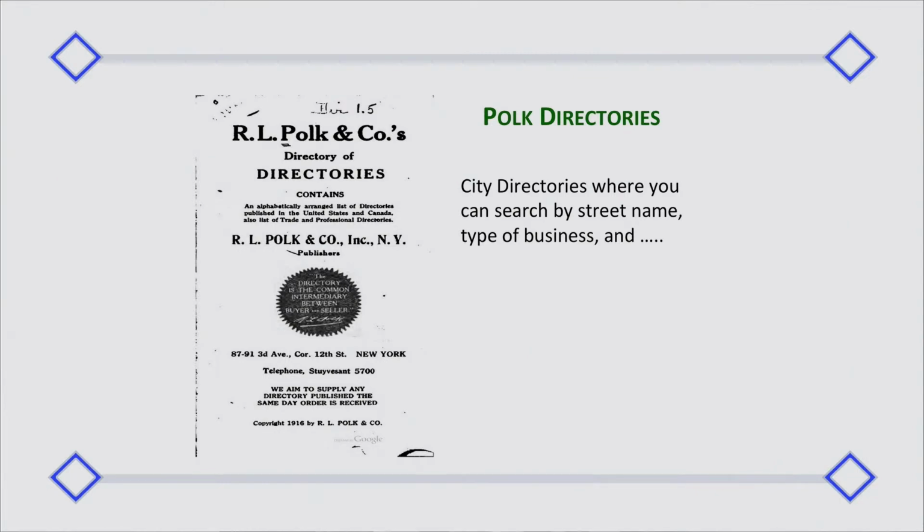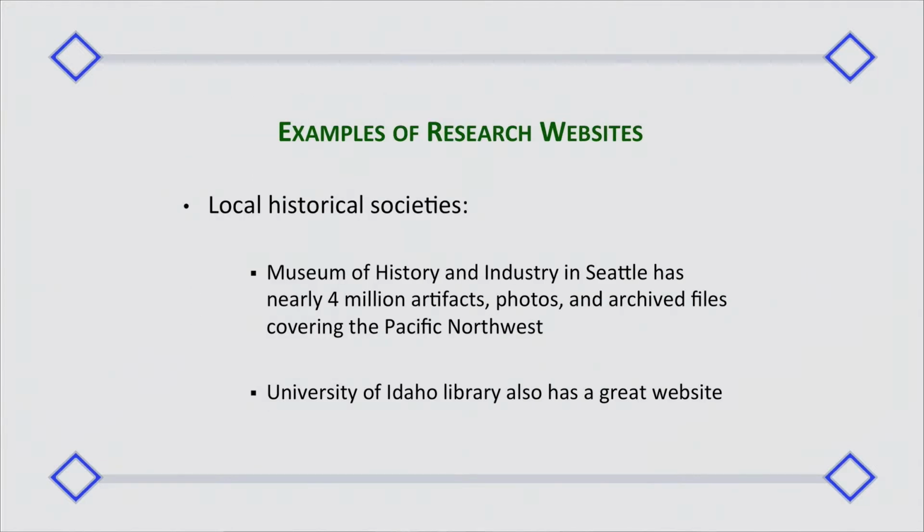This is an example of a Polk directory. They are city-specific and include information regarding listings of businesses that were or are doing business and have an address in that particular city. These are just a few examples of special collections.